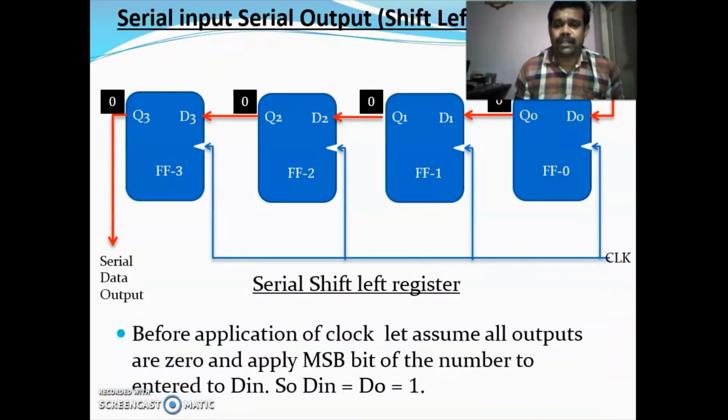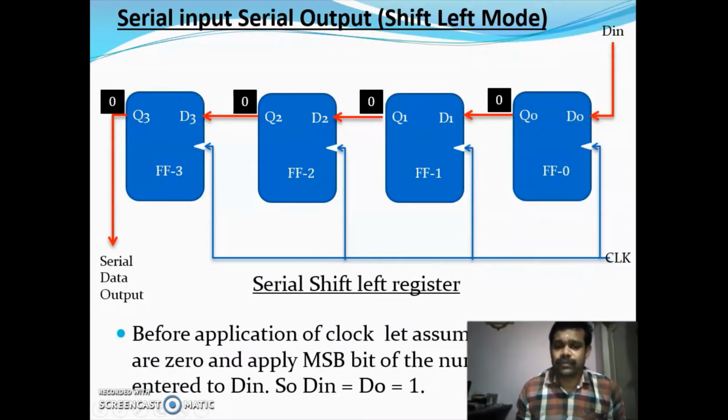Now, first one, serial in, serial out, left shift shift register. In serial in, serial out, there are two types. One is left shift and another one is right shift. What is serial in, serial out? Input is given in serial one by one and output is also got one by one.